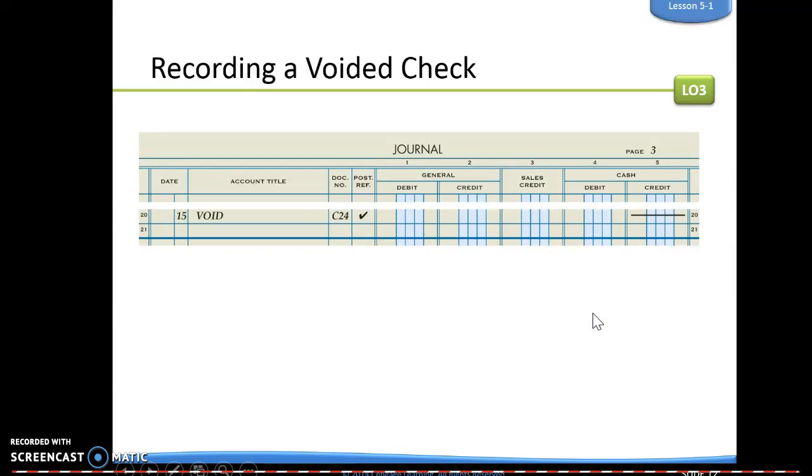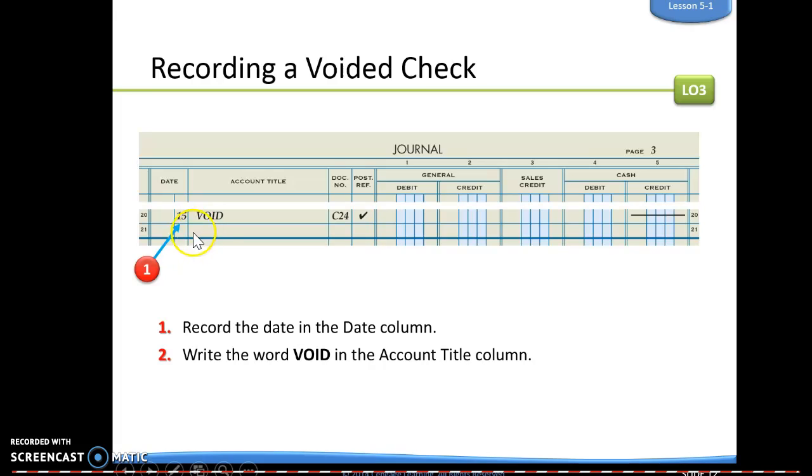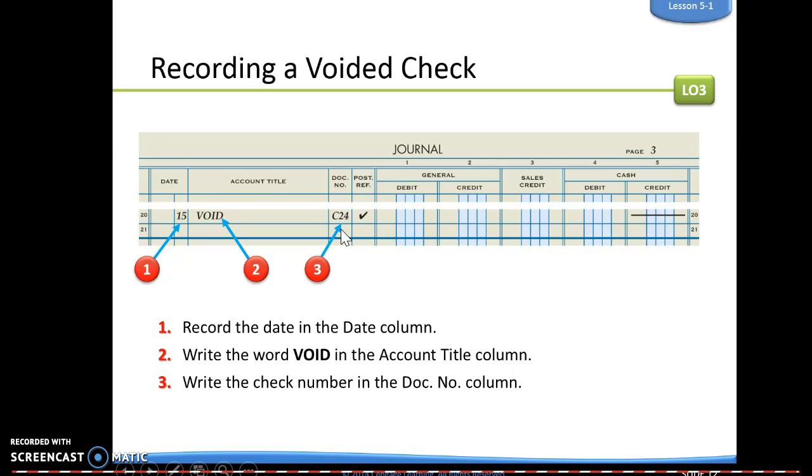Now, the reason that we're going to record a voided check is because we keep our checks in order. So notice this check is check number 24. If we didn't record that, it would look like we were missing that check. So we need to just put it into our journal. So we're simply going to write the date, the account title. We don't have an account title, so we're simply going to write void. And then we're going to put the check number that we voided, C24.